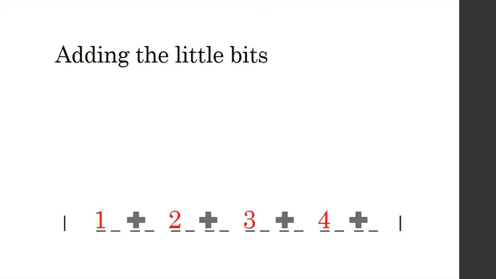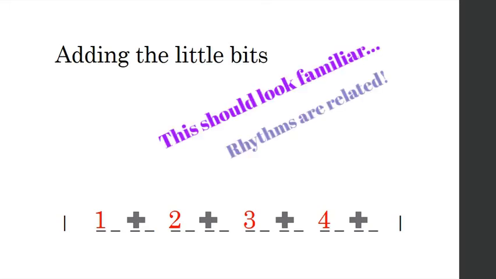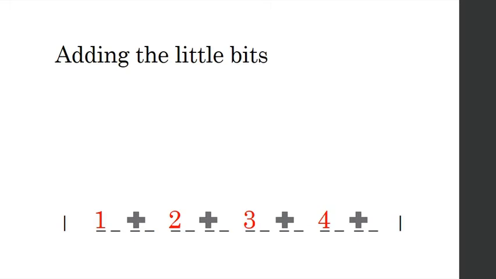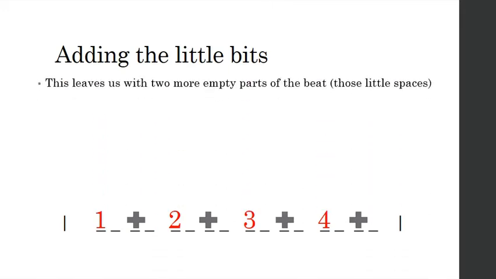When we add our numbers, we'll get counting that looks like this. 1 and 2 and 3 and 4 and. And that should look and sound familiar. It should look and sound like eighth notes, because it is. But the tricky part is that we took those eighth notes and divided them one further. And that's those little spaces that you see that are left, that are unnamed.